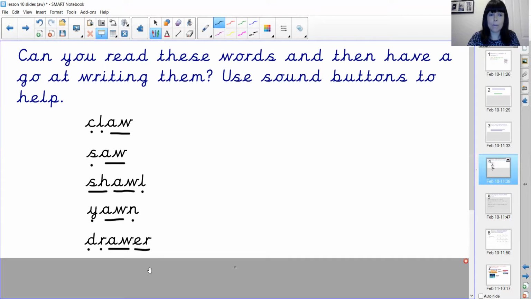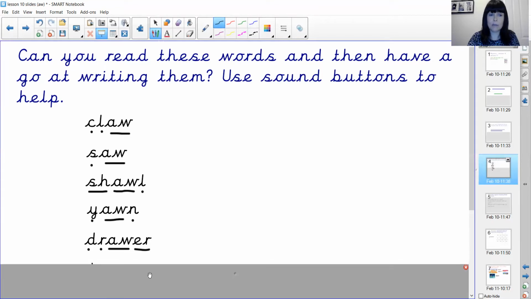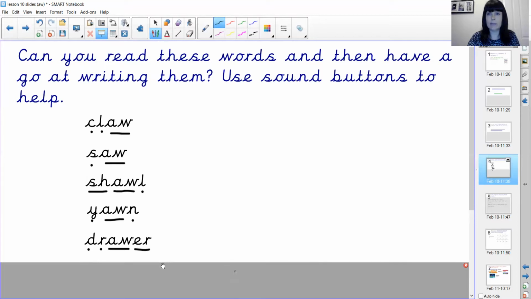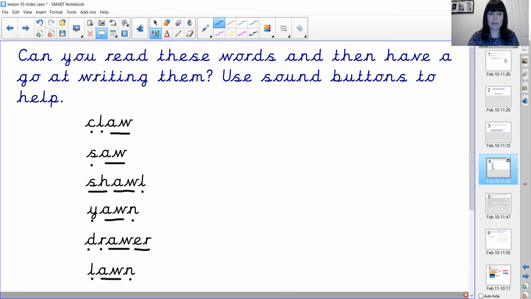And then we've got one more word, just check that one. One more word to have a go at today. Lawn, like the grass in your garden. It's the lawn. Have a go at writing that. And there we are. So you had six words to write. How did you get on? Really well, I'm sure. Good job.